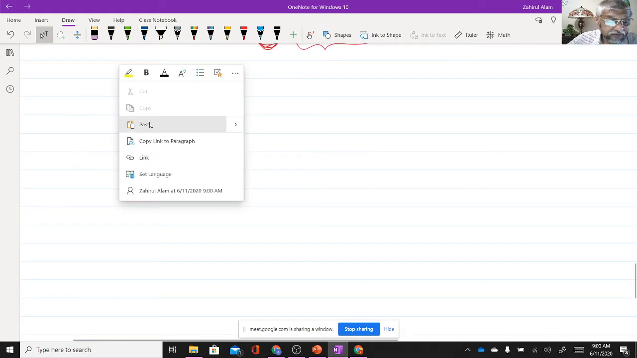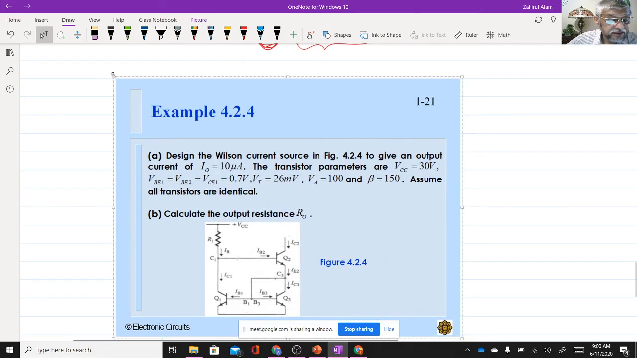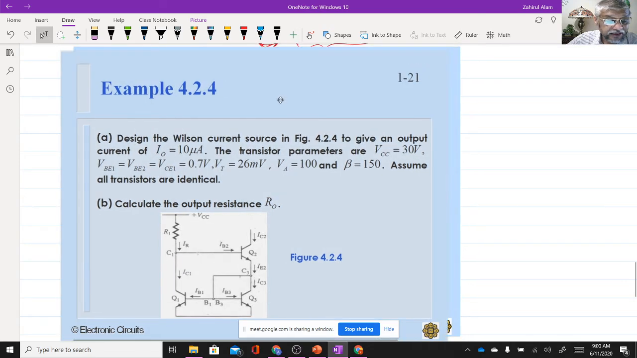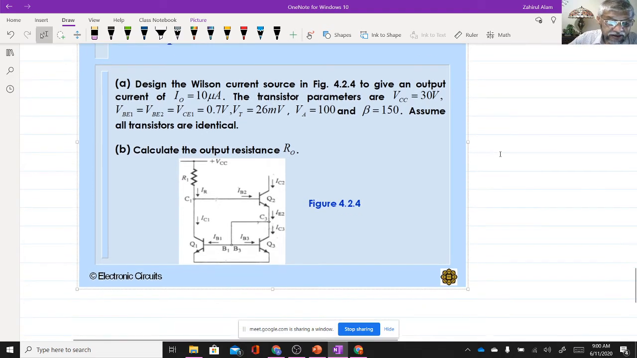You can find this derivation in my slide, this presentation, and it is better to practice, because in the exam we are going to ask you to derive the relation between input current and reference current. So now this is the problem.